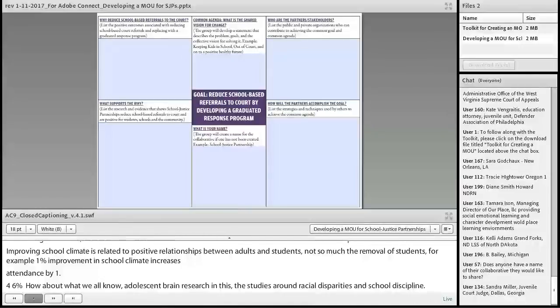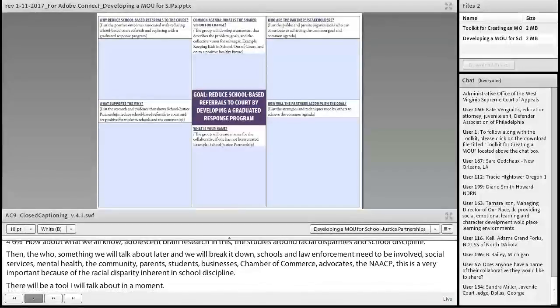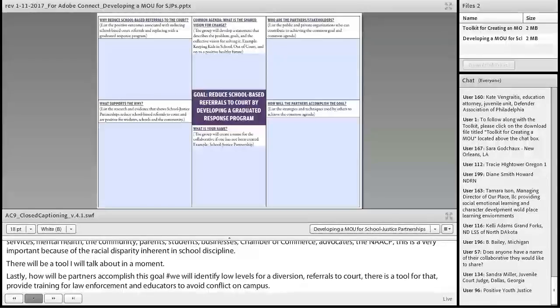There's going to be a tool I'm going to talk about in just a moment. Lastly, how will the partners accomplish this goal? We'll identify low-level offenses for diversion. We'll show you a tool regarding that. Identify and create alternatives to referrals to court. We have a tool for that we'll run you through. Provide training for law enforcement and educators to avoid role conflict on campus. We have a decision tree tool we'll show you regarding that. And establish a clear delineation of these roles and create stakeholder groups and identify the champion or co-champions to convene the group. So these are just examples, and there's more we could write down, but I just don't have the time.